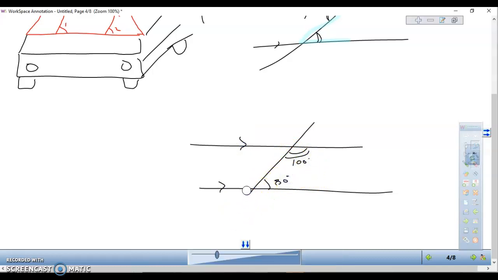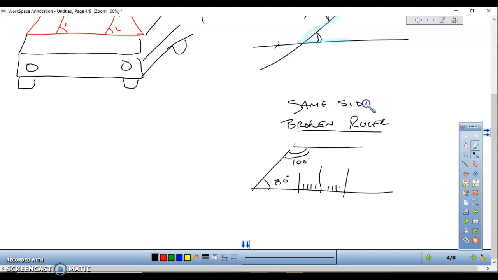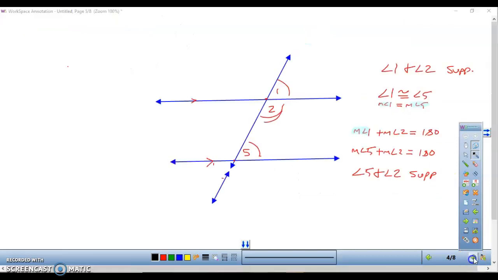Now suppose all this stuff is gone. You can still find those same side interior angles, because my little stupid drawing here looks to me like a broken ruler. All right, so I call this the broken ruler when I'm looking for same side interior angles. You guys, these are stupid ways to remember and to look for things. So as we do these examples, I'm going to point that out to you. So let's take a look at these examples. And these are same side interior angles. All right, here we go.